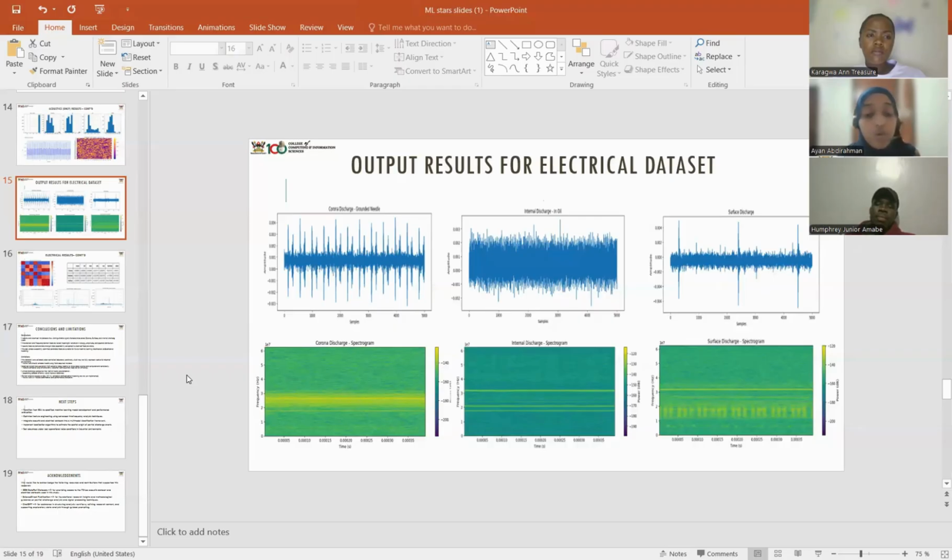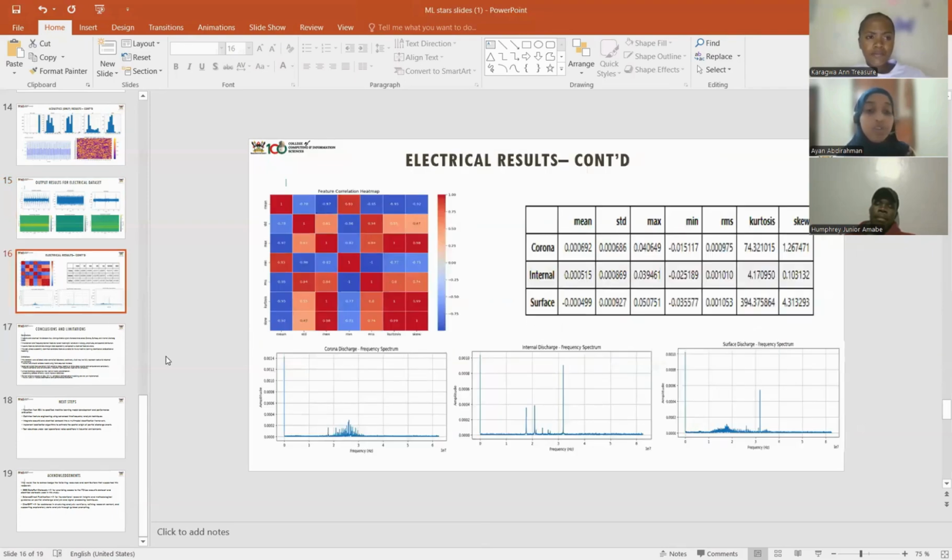So the corona discharge changes a lot of times, therefore it has less frequency and more sparks, which relates us back to the previous charts we had about the different waveforms above. If we go to the next slide, we're going to talk about the different correlation diagrams for the different features.